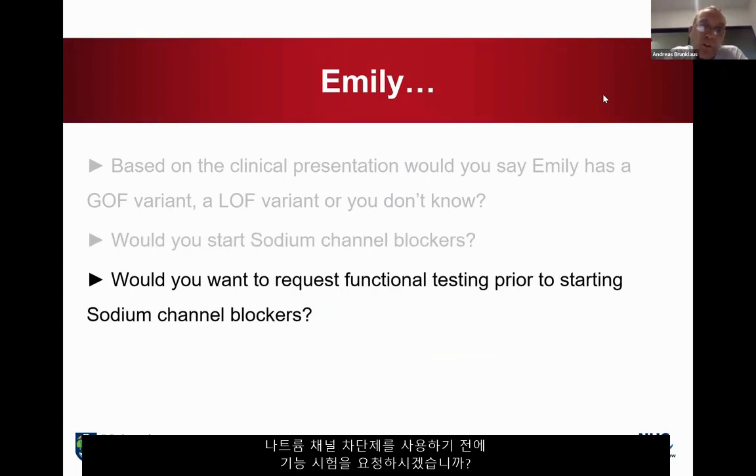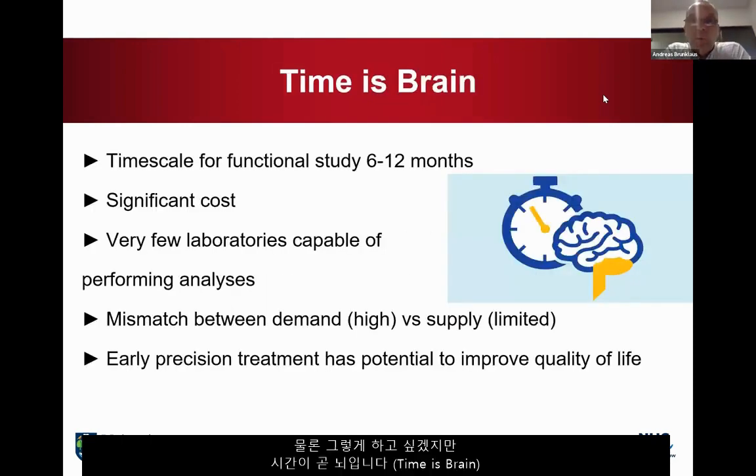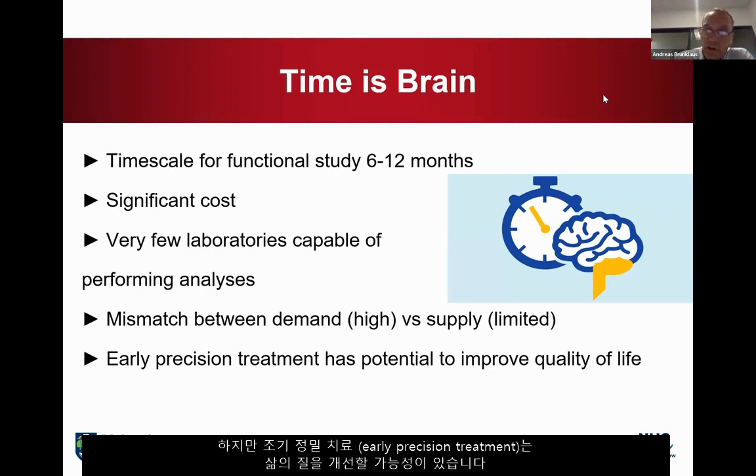Would you want to request functional testing prior to starting sodium channel blockers to be absolutely certain of what you're dealing with? Of course, you would like to do that, but of course, time is brain. The time scale for functional studies is about 6 to 12 months. There's a significant cost, and very few laboratories can actually do this worldwide. Clearly there's a mismatch between the high demand and very limited supply. But what we know is that early precision treatment has the potential to improve quality of life.